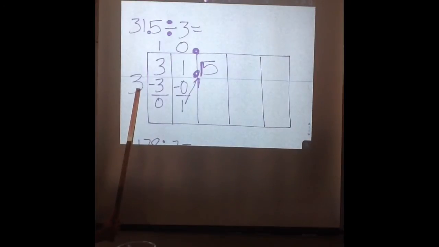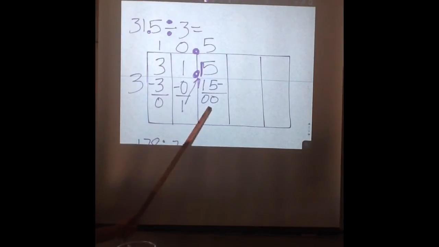Now we ask, how many 3s are in 15? And you would say 5. 3 times 5 is 15, and we subtract. I'm going to put the subtraction sign on the other side. And it leaves us with 0. Okay, so our answer to our problem is 10.5.